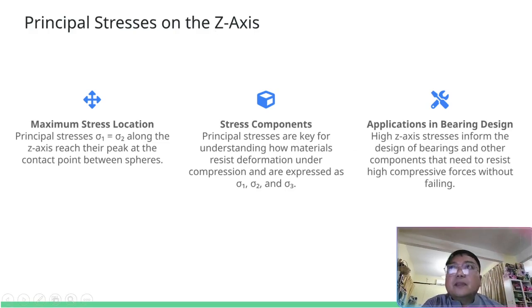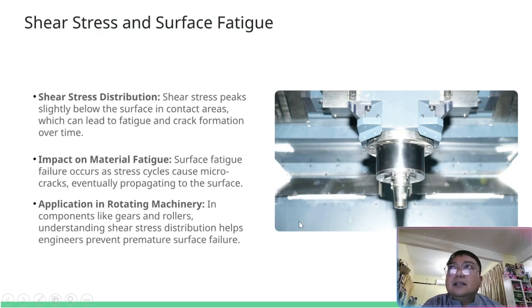And then stress and surface fatigue, shear stress distribution: shear stress peaks slightly below the surface in the contact area, which can lead to fatigue and crack formation. Impact on material fatigue: surface fatigue failure occurs when stress cycles cause micro cracks, eventually propagating to the surface. Application in rotary machines: in components like gears and rollers, understanding the shear stress distribution helps engineers prevent premature surface failure. So this is the purpose of why we learn this subject.